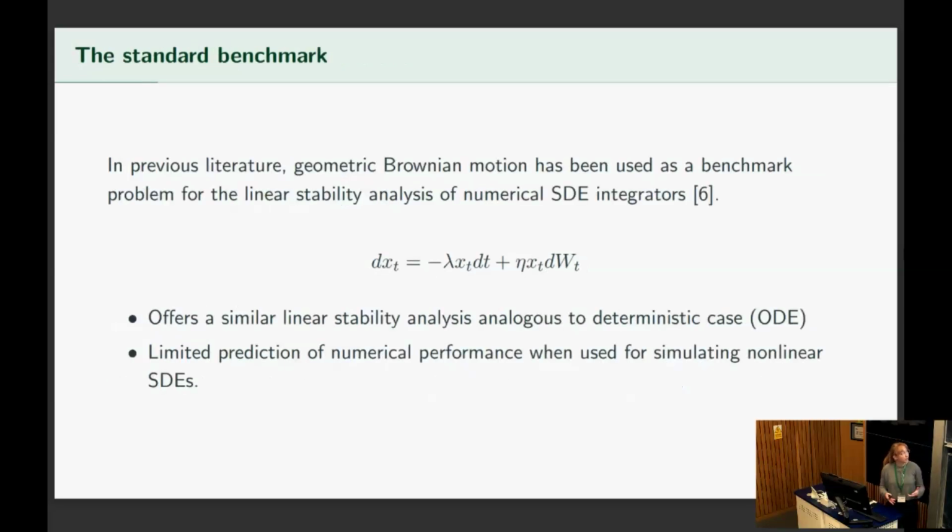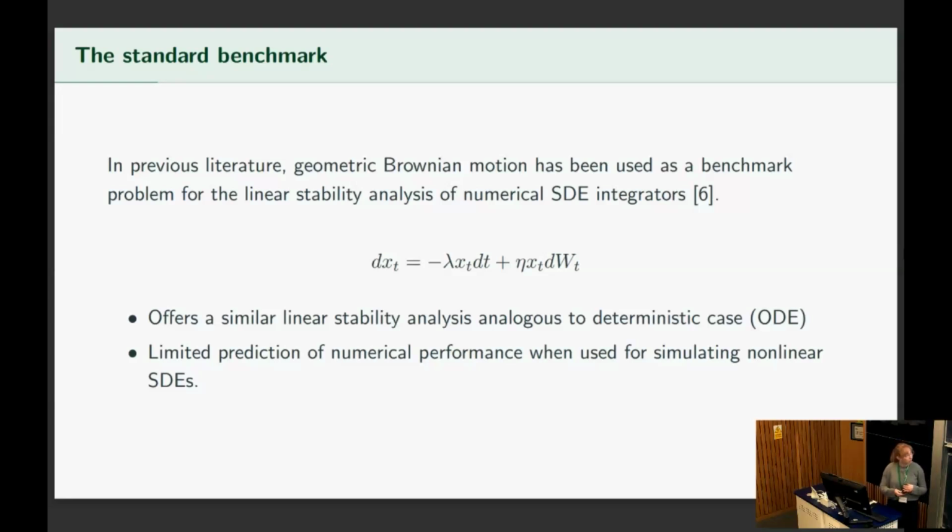In previous literature, a standard benchmark equation that has been used as a test bed for numerical SDE integrators is the geometric Brownian motion, which is really nice and straightforward because it offers an extension from the linear stability analysis that we know from the deterministic case, looking at ODEs and extending them to SDEs. However, this benchmark example offers limited prediction of numerical performance in a more realistic nonlinear setting.